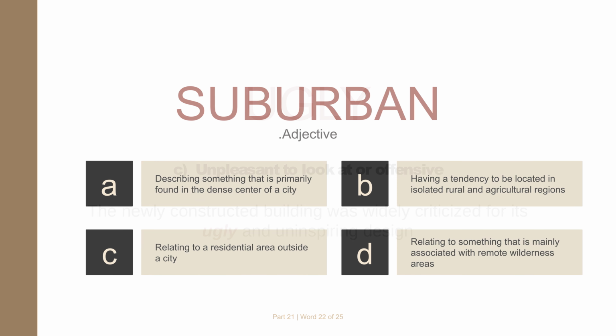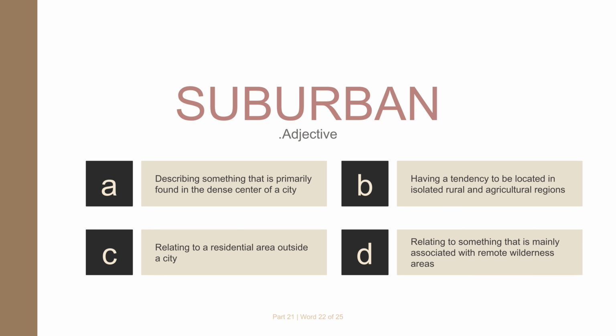Question 22. What is the meaning of suburban? Option A. Describing something that is primarily found in the dense center of a city. Option B. Having a tendency to be located in isolated rural and agricultural regions. Option C. Relating to a residential area outside a city. Option D. Relating to something that is mainly associated with remote wilderness areas.